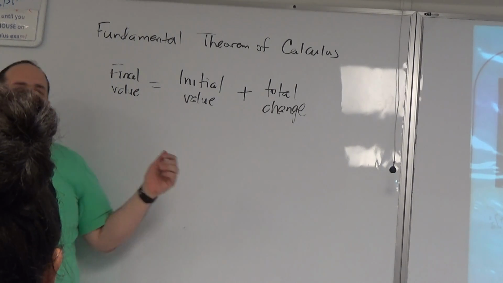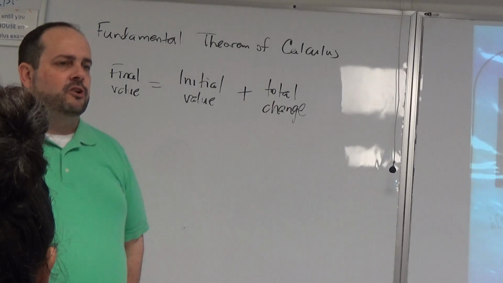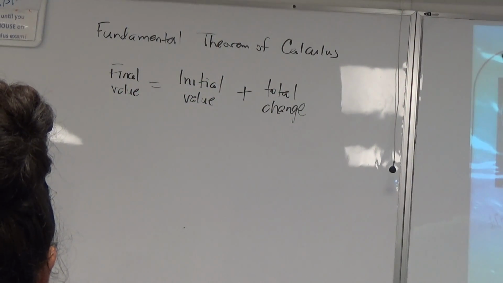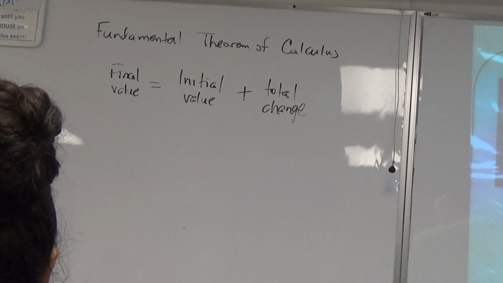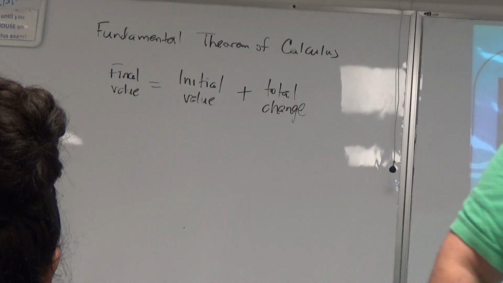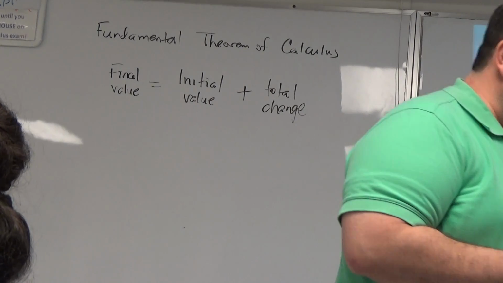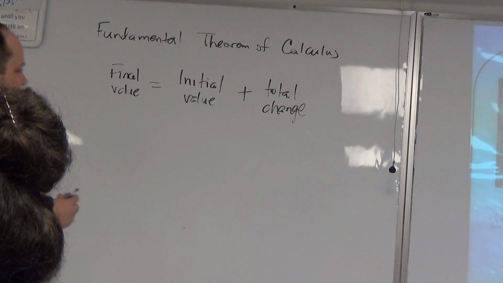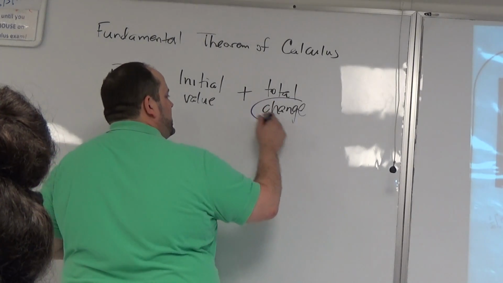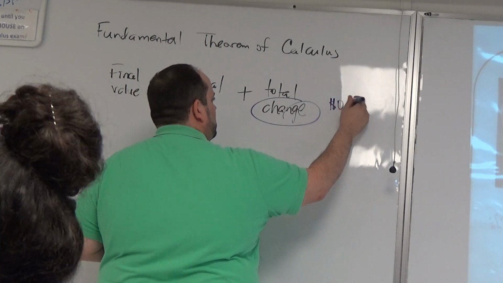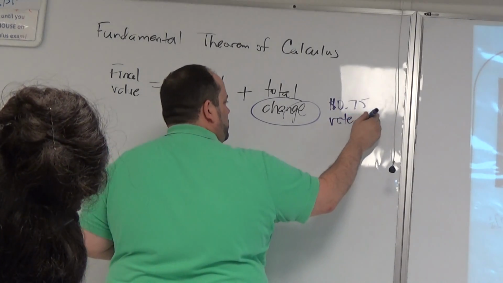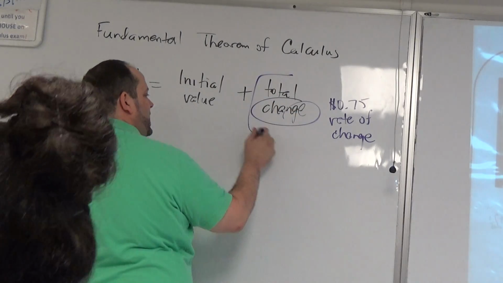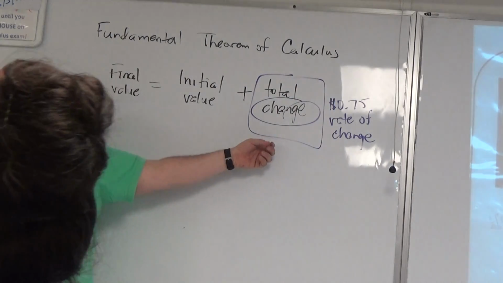Remember the problems we looked at yesterday, you'll get it in the notes. We looked at this example of every time you answer a question correctly, you get 75 cents. What's the 75 cents? Is that the initial? Is that the final? Is that the change? It's a change. The 75 cents is your rate of change. The total change is how much you earned, right?